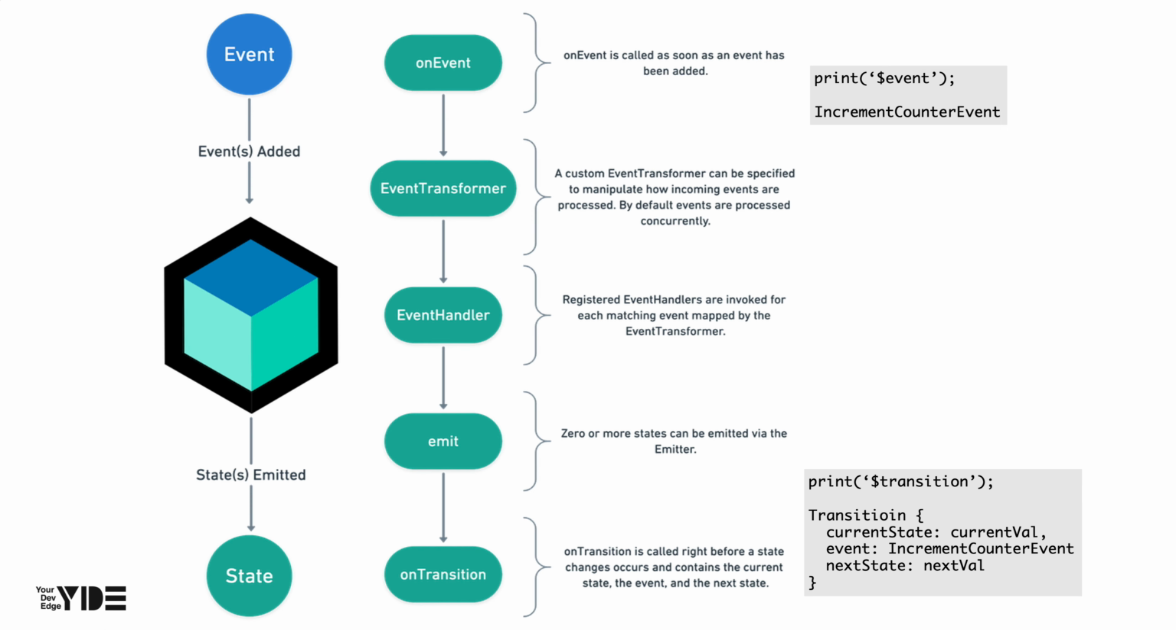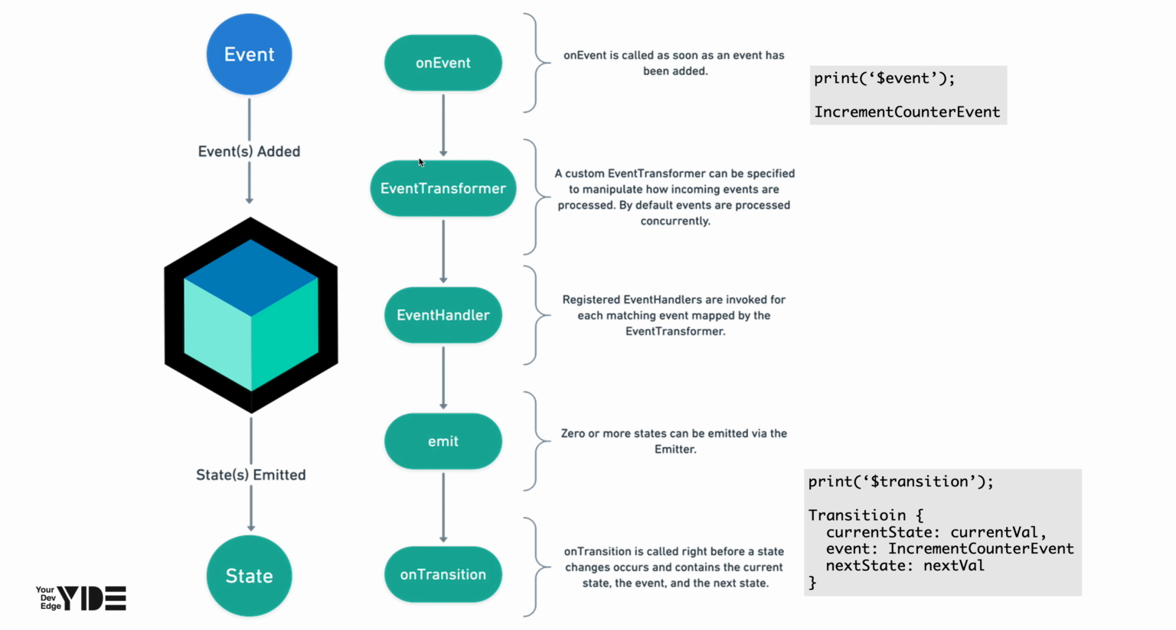Next is Bloc. State change in Bloc occurs when an event is added, and the onEvent function is triggered at this time. The event then goes through an event transformer. Basically, an event transformer is used to apply the necessary manipulations to the incoming event stream. The event transformer is covered later.